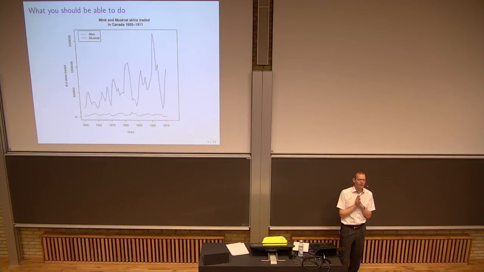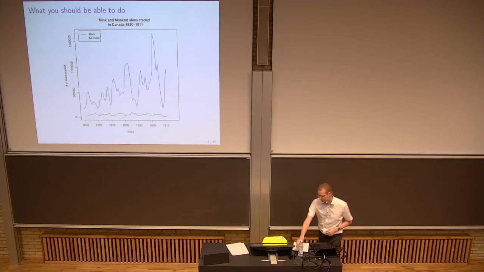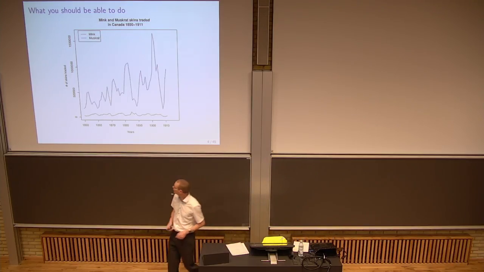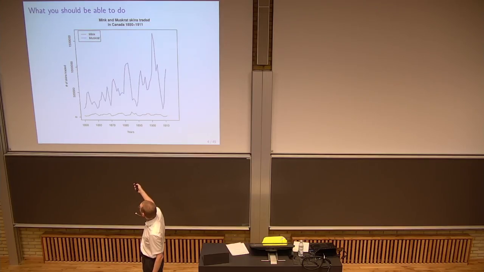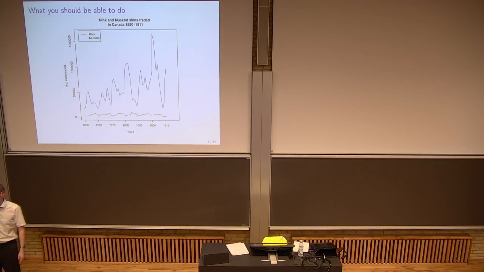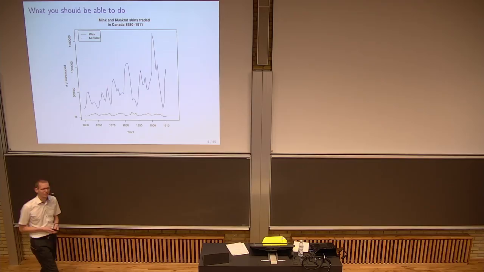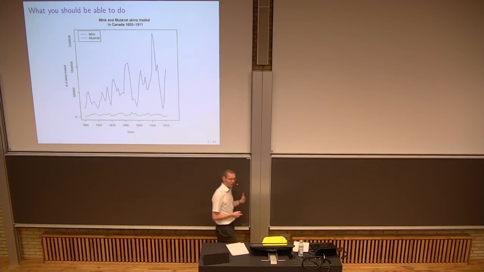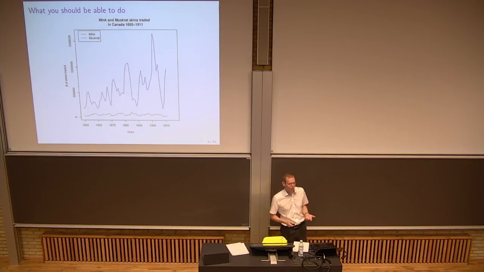So, what is actually the intention with this course? What should you be able to do? So, these are some data. And what is it that we see? We have muskrat skins and mink skins that are traded in Canada. It's a fairly old data set, about 100 years old. And why do I show this? Well, if you look at this data, what do you see? What would be the reason for looking at this data? What would you want to do?